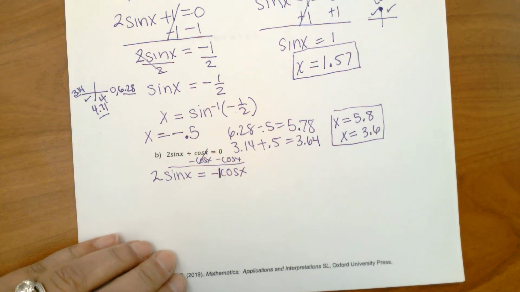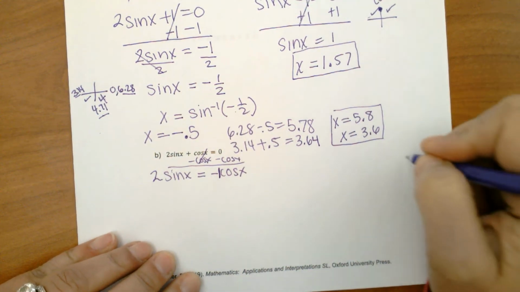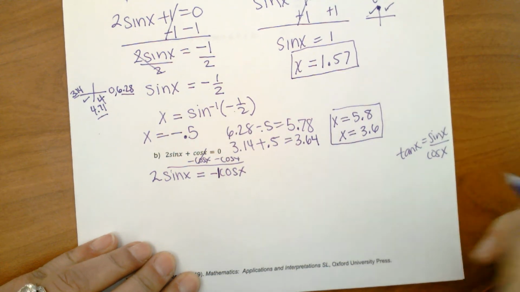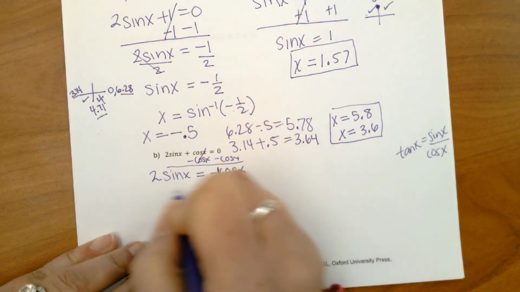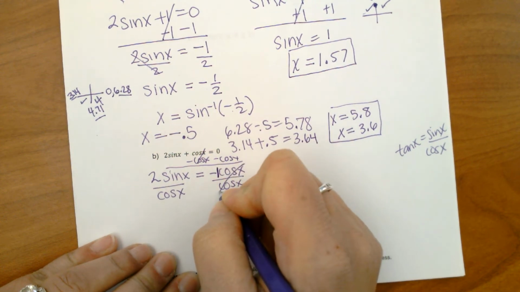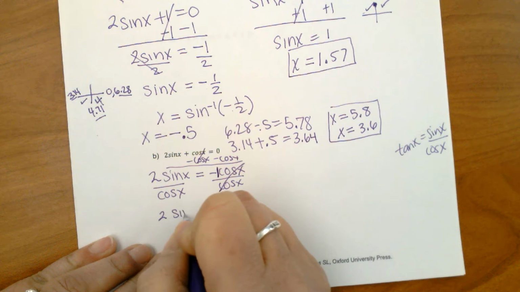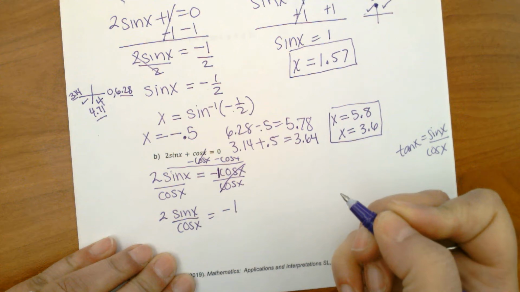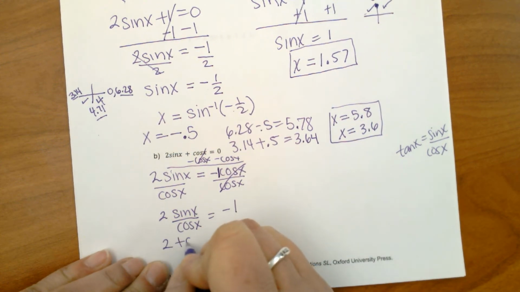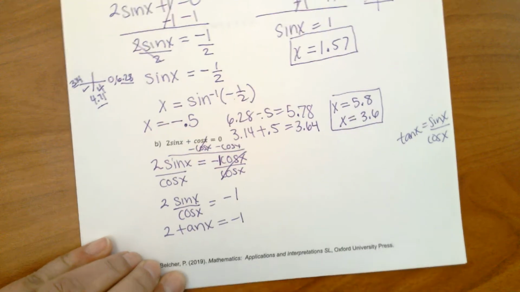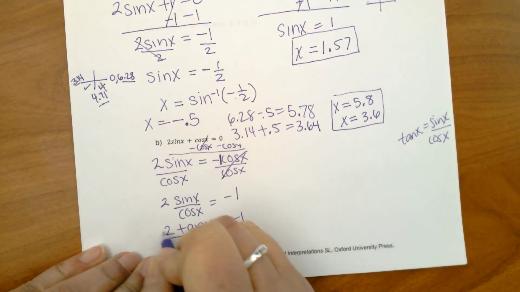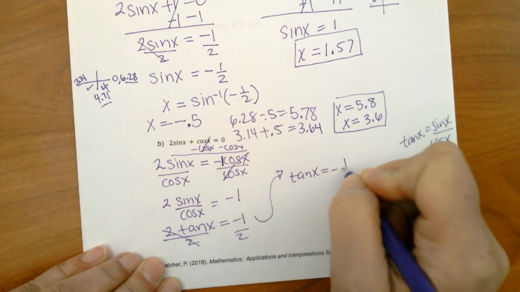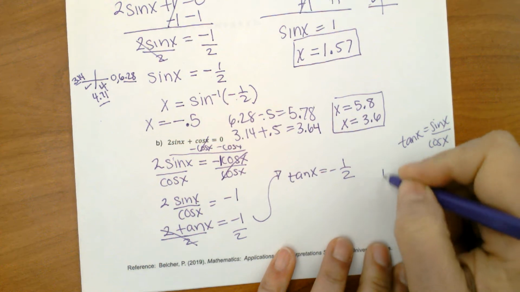How do we get tangent? Tangent is sine over cosine. Let's write that. Tangent x equals sine x divided by cosine x. So what do we need to do? Yes, we can divide both sides by cosine x. That crosses out. We're now at 2 sine x over cosine x equals negative 1. We can change the sine x over cosine x to tangent, and then we can divide by 2. So now we're at tangent x equals negative 1/2. And now we're ready to solve.